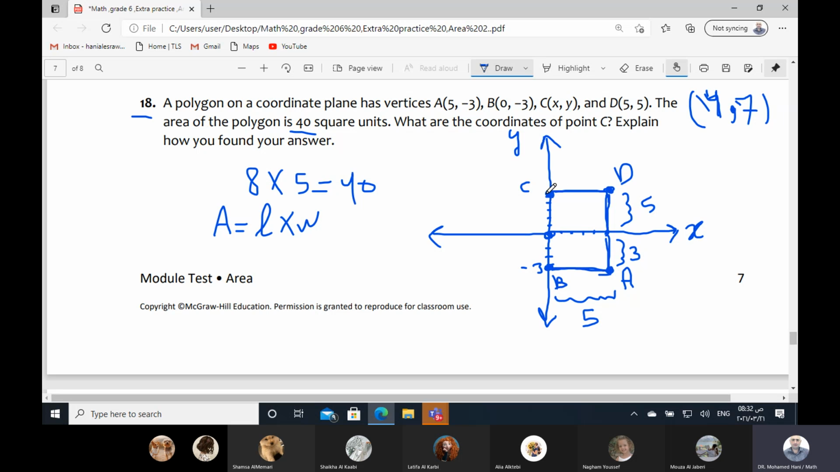So the location of C, as you see, has no location in X. No location in X means 0. The location is just in the Y: 1, 2, 3, 4, 5. So we can write the location will be 0, 5. The location of C will be 0, 5, meaning X equals 0 and Y equals 5.